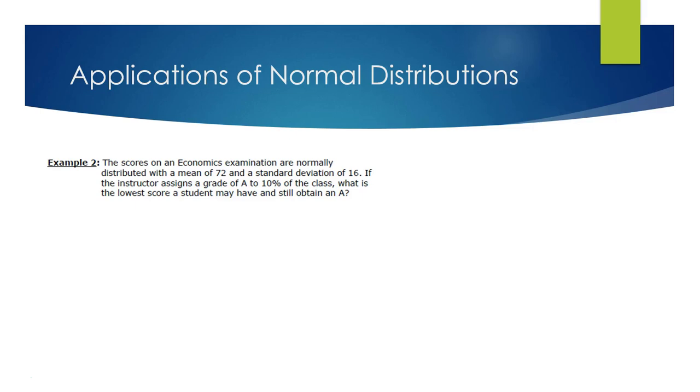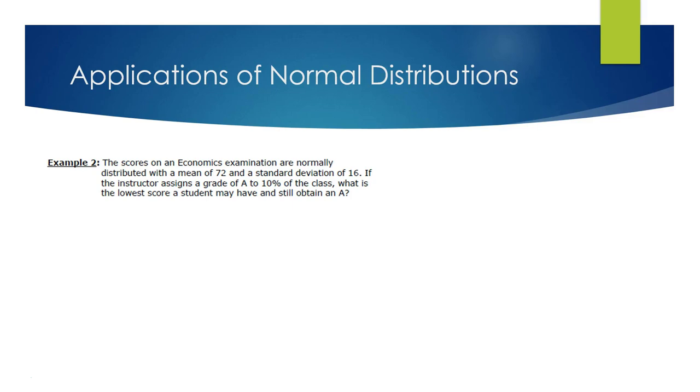Example 2, the scores of an economics examination are normally distributed with a mean of 72 and a standard deviation of 16. If the instructor assigns a grade of A to 10% of the class, what is the lowest score a student may have and still obtain an A?